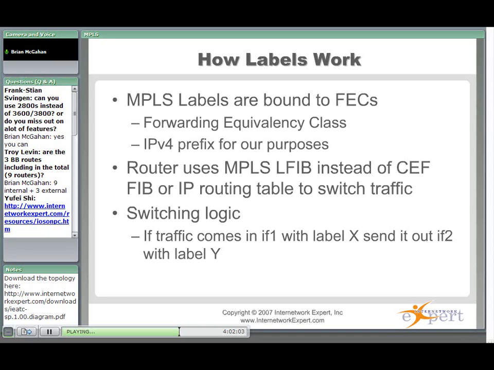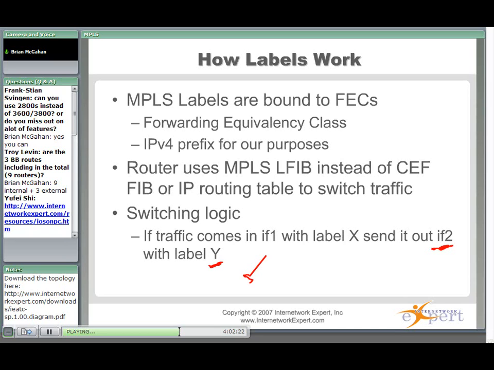So if we are receiving an MPLS label packet in an interface, we cannot apply an IP-based debug to that packet, because the router is not looking at the underlying IP version 4 payload. It's looking at just the label that's on top of it.